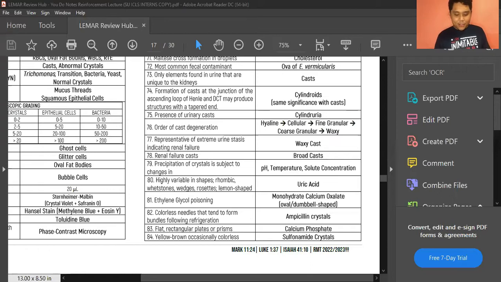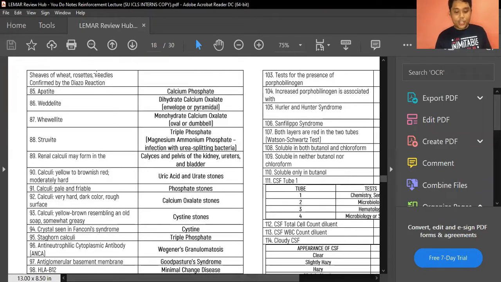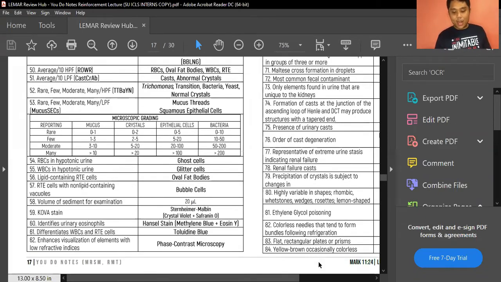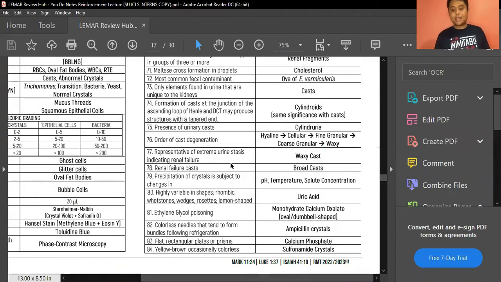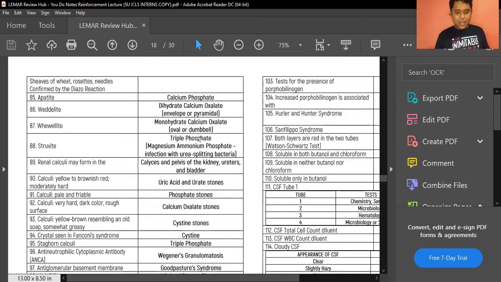Next, you have yellow-brown, occasionally colorless crystals, dears. And take note, sheaves of wheat, rosettes, needles. What you have to remember, dears, is that it is confirmed by diazo reaction. So sheaves of wheat, rosettes, and needles, confirmed by diazo. If that is the answer, you have sulfonamide crystals. Take note of that.